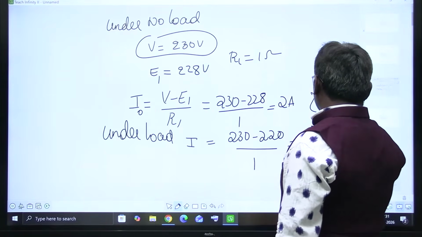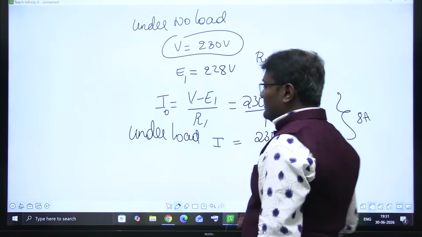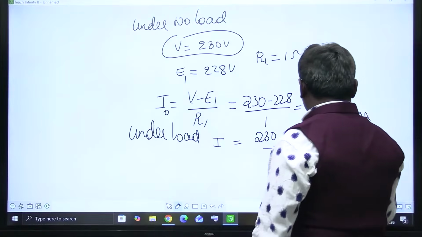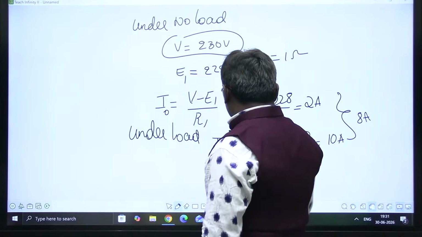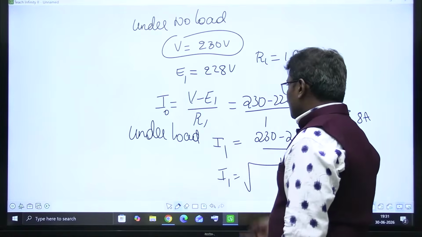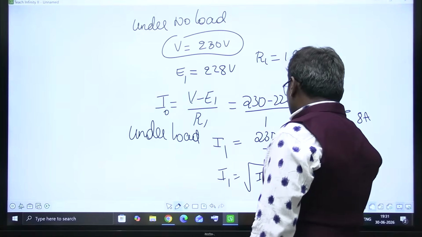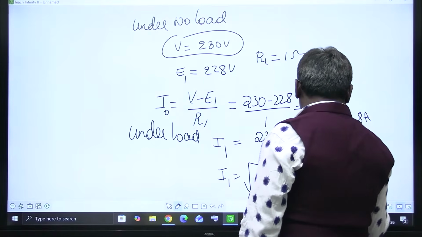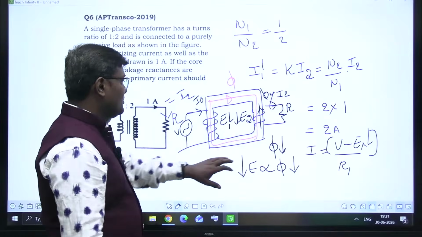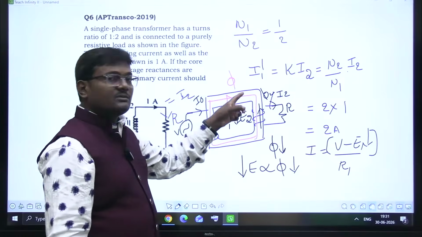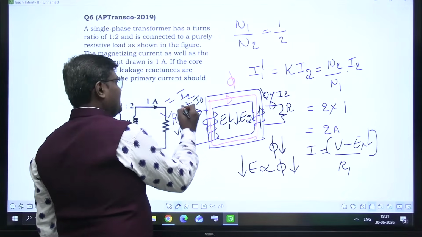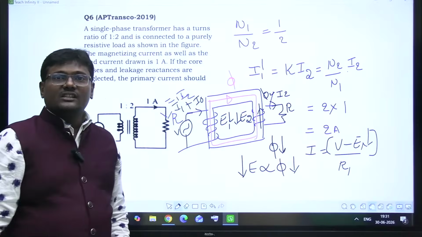So what is the difference of this current? Arithmetically we can say 8 amperes, but it is a phasor sum. So this extra current is called the primary current. So I1 is equal to under root of I1 dash square plus I naught square. Because of the current flowing through the secondary, it produces opposing flux, net flux will decrease, induced EMF will decrease, and it draws the additional current.